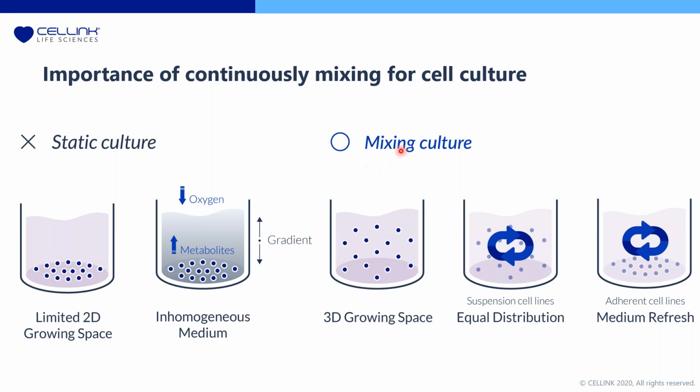So if we enable the mixing culture, the suspension cell line can have a 3D growing space. All the cells can have equal distribution of the oxygen and the nutrition. So even for the adherent cell line, it can also refresh the medium surrounding the cells as well. So the mixing culture is really beneficial for all the cell cultures, even in a small scale.